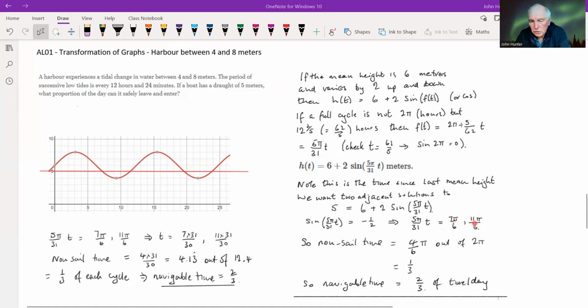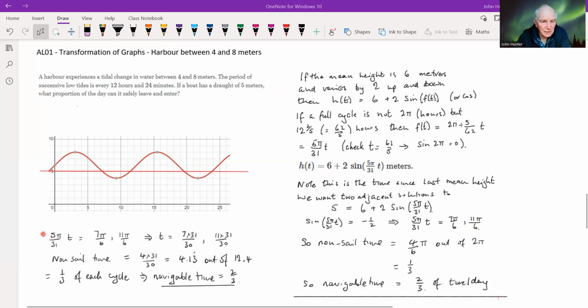So the difference between these two is 4 pi over 6, and that's out of 2 pi. So 4 pi over 6 divided by 2 pi is going to give us a 1/3. So it's a 1/3 of the time that is non-navigable for this particular boat. Therefore, 2/3 of the time is navigable.